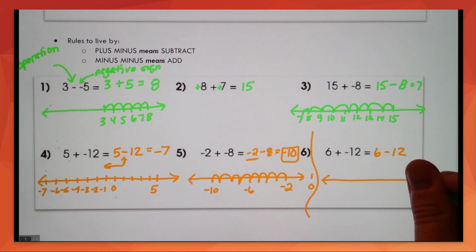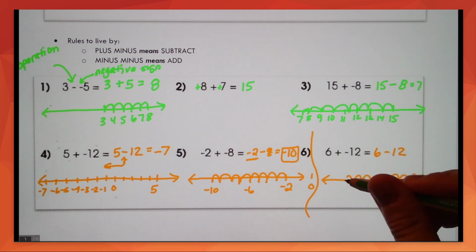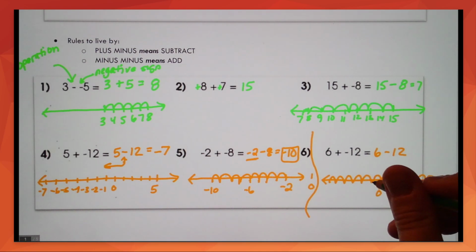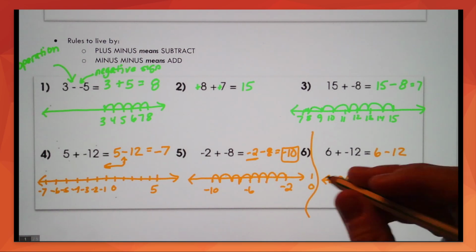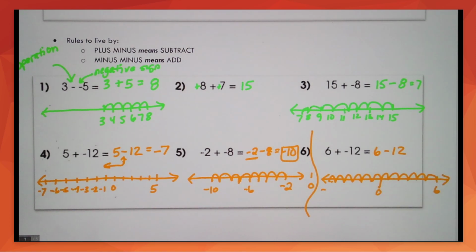1, 2, 3, 4, 5, 6, this is 0. And then 7, 8, 9, 10, 11, 12. How many more spaces is this down from 0? It's 6 more spaces, okay? I don't know why I just wrote that. That shouldn't be 12. My bad. It's negative 6. So if you're at 6 positive and you go 12 spaces to the left, you're now in the negative at negative 6.